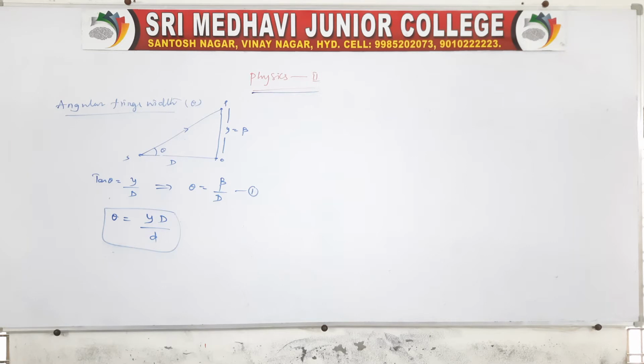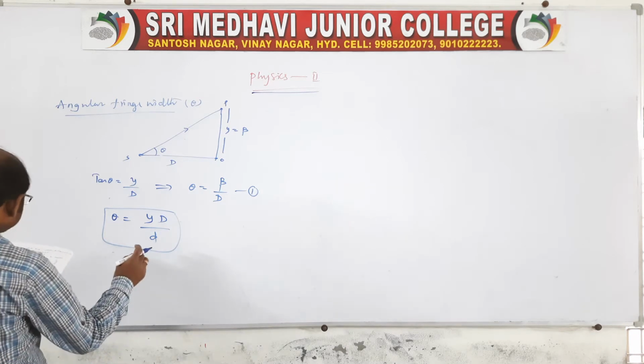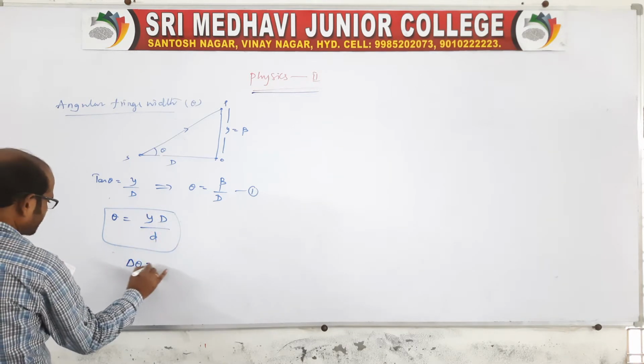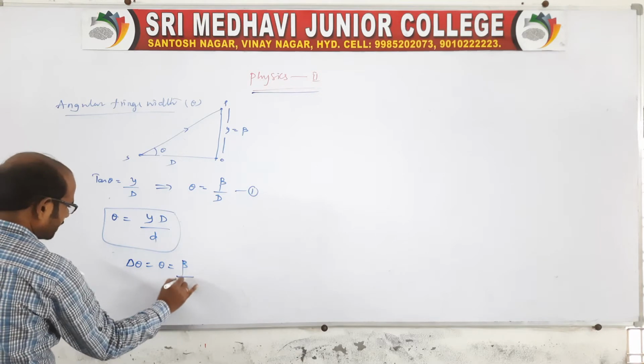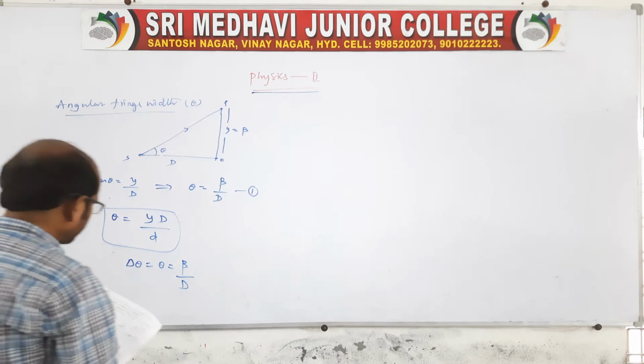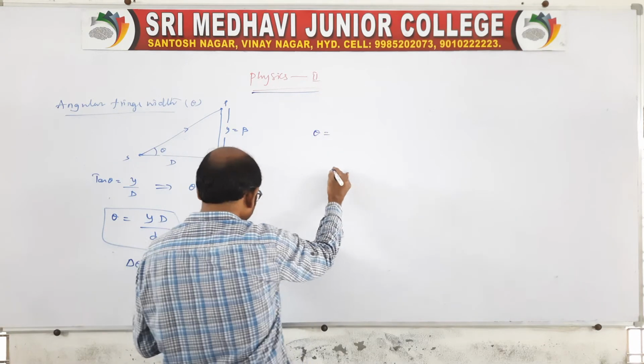So theta is equal to y by capital D, which is nothing but the beta. So you write y by capital D, delta theta, or theta is equal to beta by capital D, because we know theta is equal to beta by capital D. Then instead of this y, we can substitute, and finally we will get lambda by small d, because the capital D cancels.